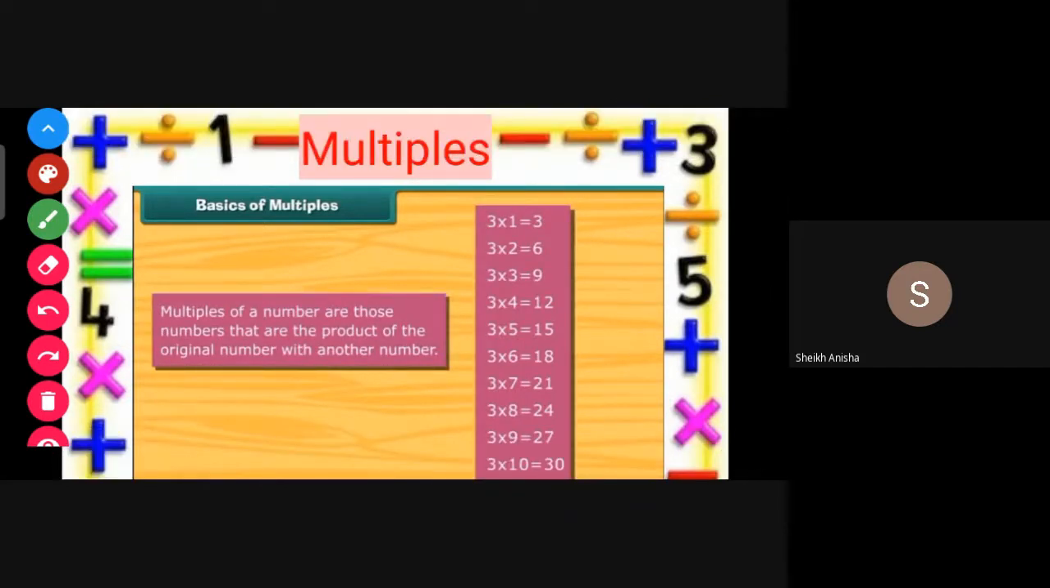So the same definition is given. Multiples of a number are those numbers that are the product, meaning the result which we get at last, of the original number with another number. Original number, you can see here the example of 3 is given. This is the original number, and when you multiply this original number with 1 to 10, which is another number, you will get a product which is 3, 6, 9, 12, 15. So these are multiples of 3.